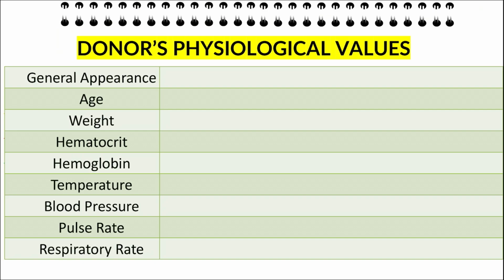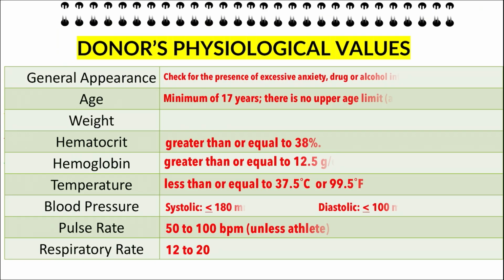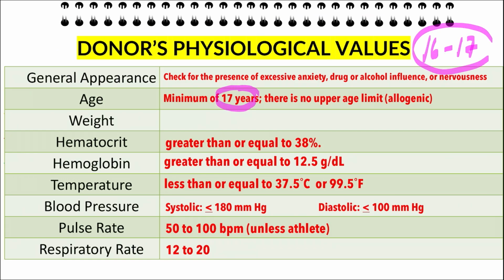Okay, so these are the summaries of the physiological values of the donors. Again, for general appearance, what are you going to check? Check for the presence of excessive anxiety, drug or alcohol influence, or nervousness. For age, the minimum is 17 years, but 16 to 17 require consent. There is no upper limit age. This is the minimum age, but there is no upper limit.